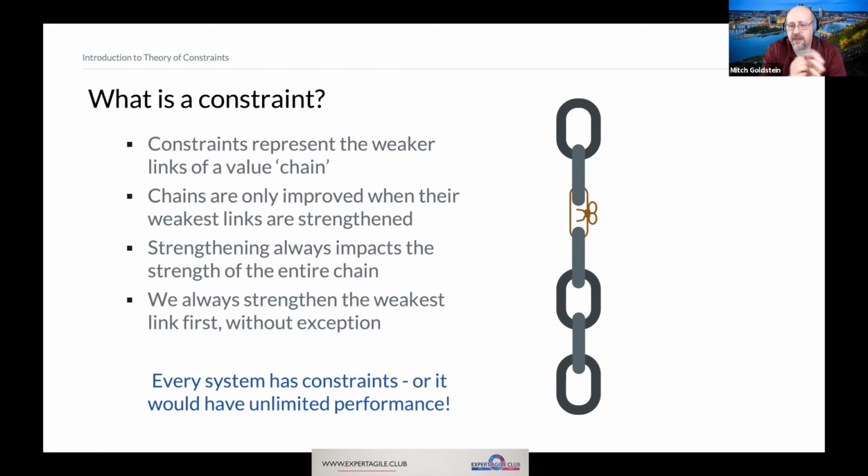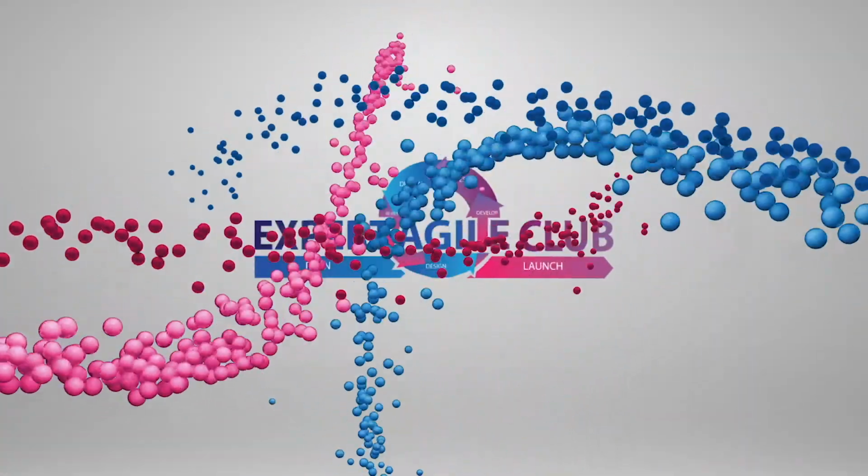And we could say the moral of the story again is that every system has some sort of constraint on it, or every system would have unlimited, perfect throughput and performance. So we know that every system has constraints. It's our job as lean thinkers or as TOC thinkers to think about our work in these terms.